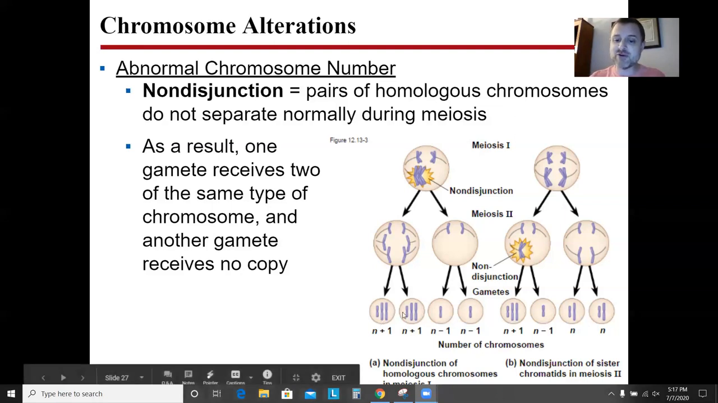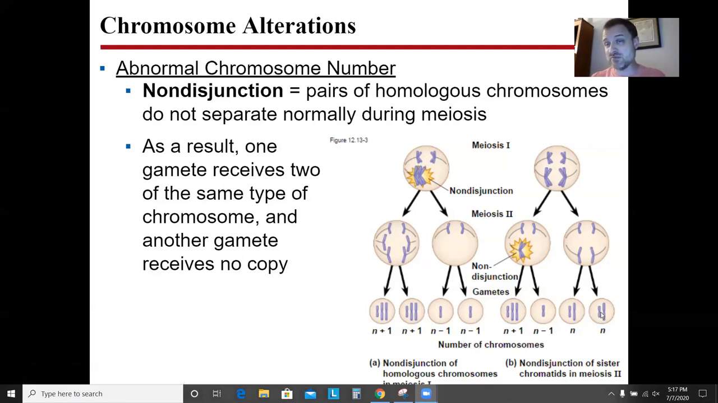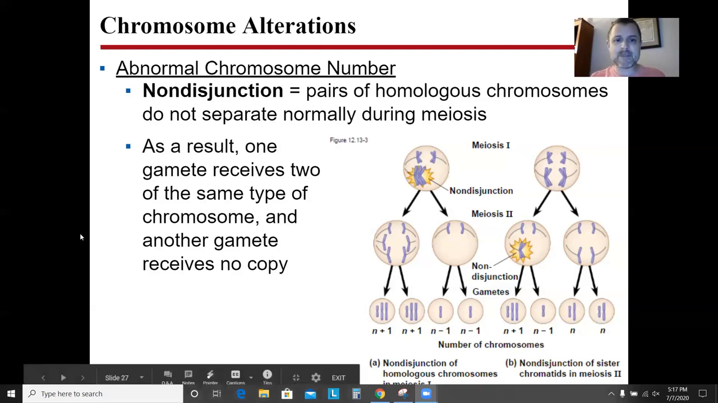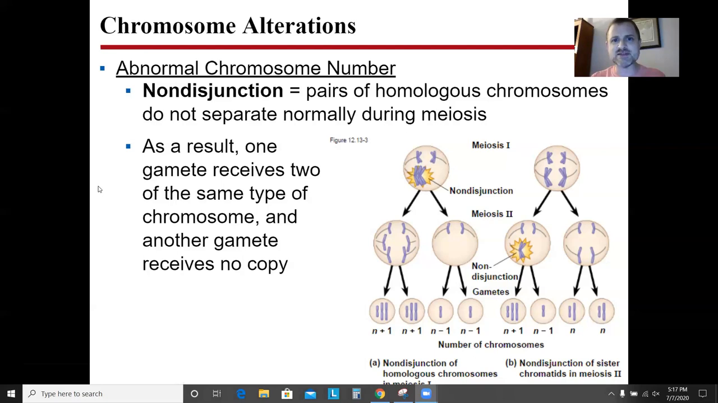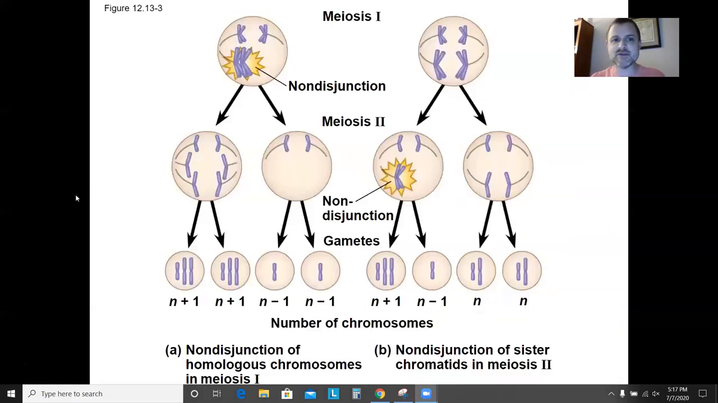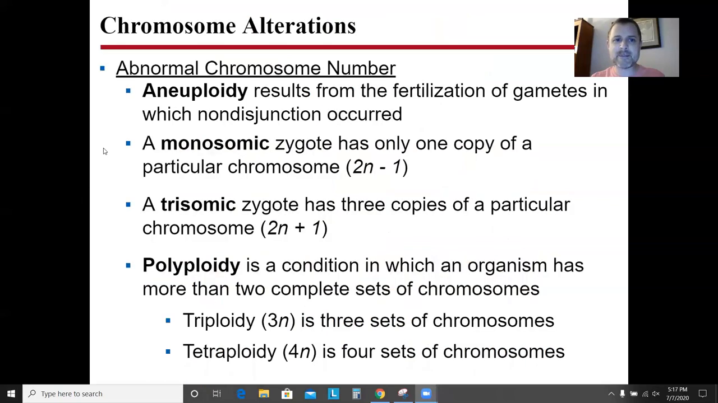So that would have 24, 24, 22, 22, 24, 22, 23, 23. And if those egg or sperm go on to fertilize to form a baby, that could be Down syndrome. But usually, if I have an extra chromosome number five, that baby would miscarry. Okay. You need to note that non-disjunction is when chromosomes don't separate properly, and this is meiosis, not mitosis, because this involves gametes, not normal cells.